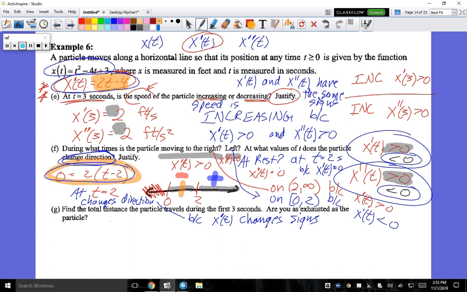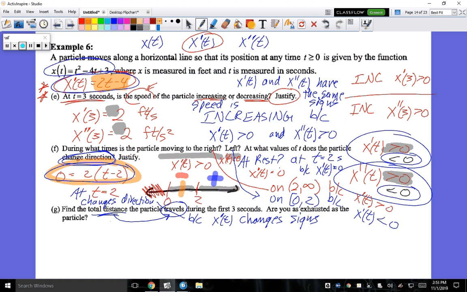The last thing that we have, what time do we leave? 3 or 4. Okay, good, perfect timing. The last thing that we have is find the total distance the particle traveled. So the total distance traveled during the first 3 seconds.